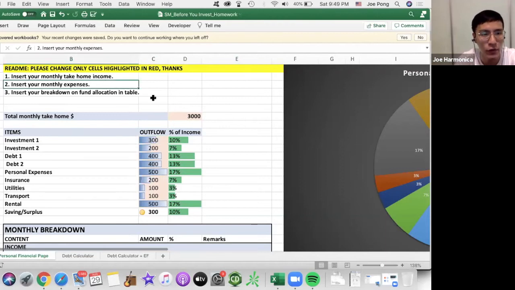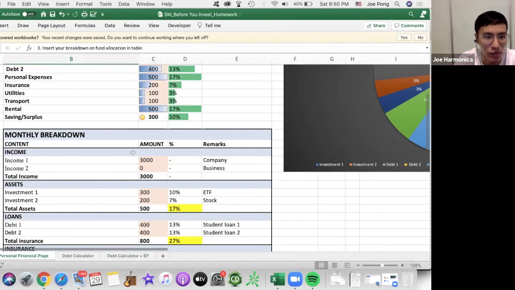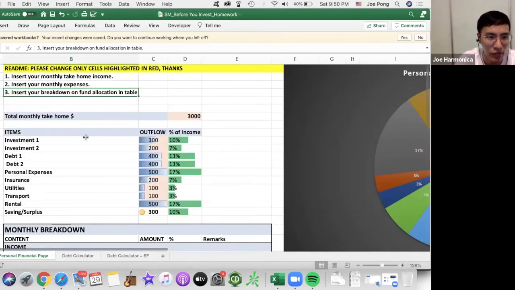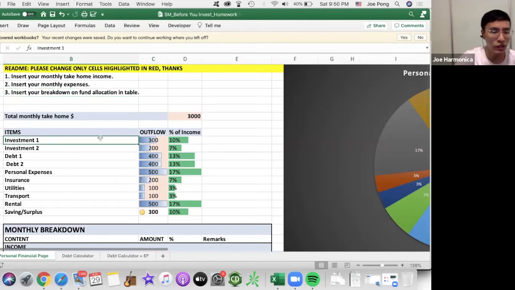So your second fill in will be your monthly expenses, all right? And the third will be your breakdown in fund allocation in the table. So fund allocation in the table, what I mean is this monthly breakdown table I have here, but the second step is mainly here, all right? So you can rename these items later in your own free time, but due to time constraint, I'm just going to stick to all these items I have here.